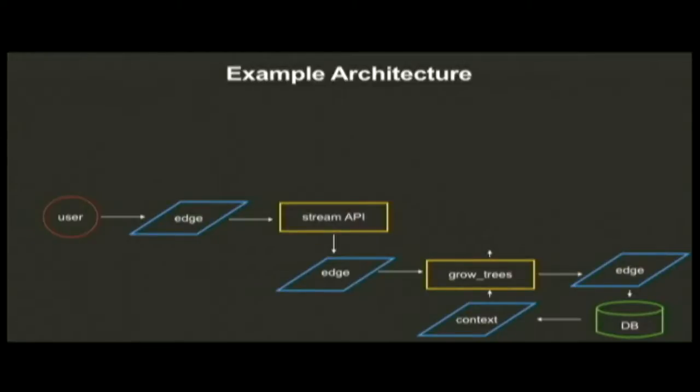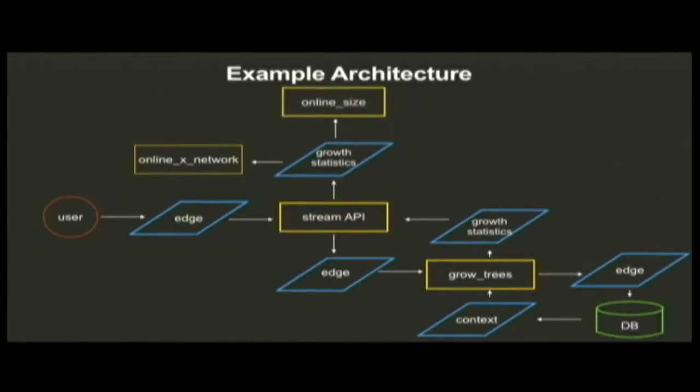So out of our grow trees process, that context that comes from the database, we stuff it into a structure that's nicely readable. And we call that a growth statistic. So that tells us in what way our tree has grown having added that edge. So we shove it back into the Stream API. And then the growth statistics are what go to our online algorithms.